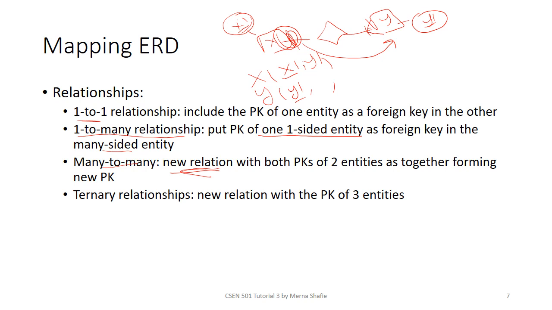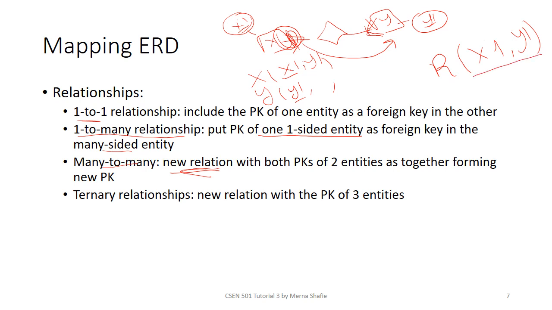So what if I had here many and here many? What I'm going to do is the following. I'm going to create a new relation with both primary keys, x1 and y1, as an extra relation other than the x and y entities. And here the primary key is going to be both of them.